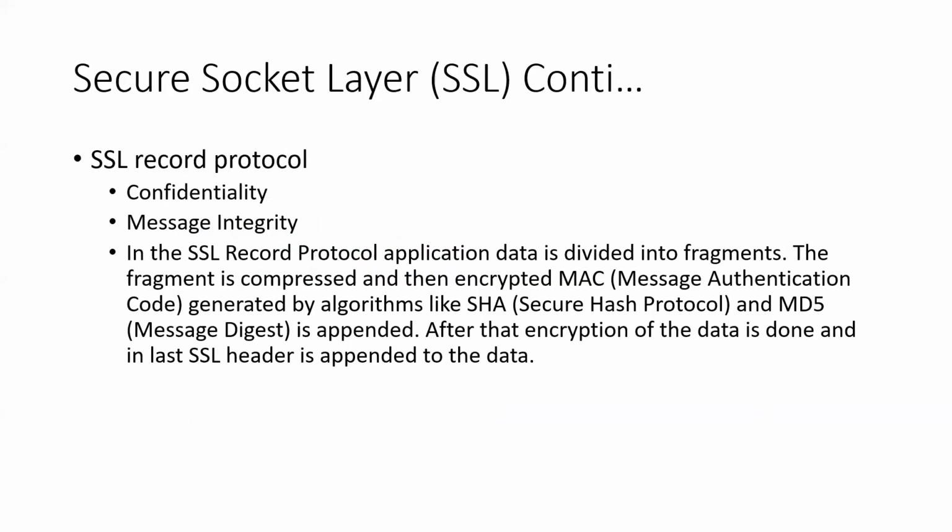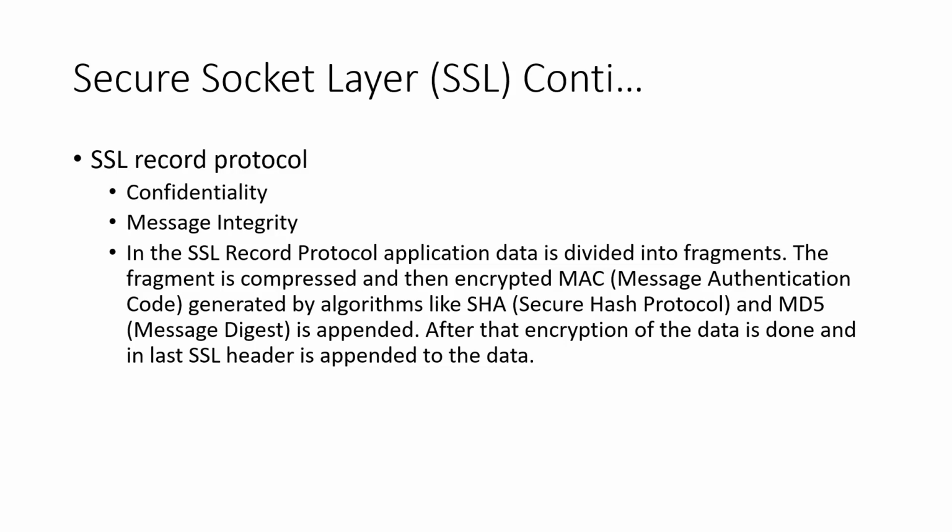Starting with the SSL record protocol, it ensures confidentiality and message integrity. The application data is divided into fragments. Each fragment is compressed and then encrypted. A message authentication code generated by algorithms like SHA and MD5 is appended. After that, encryption of the data is done, and lastly the SSL header is appended to the data.